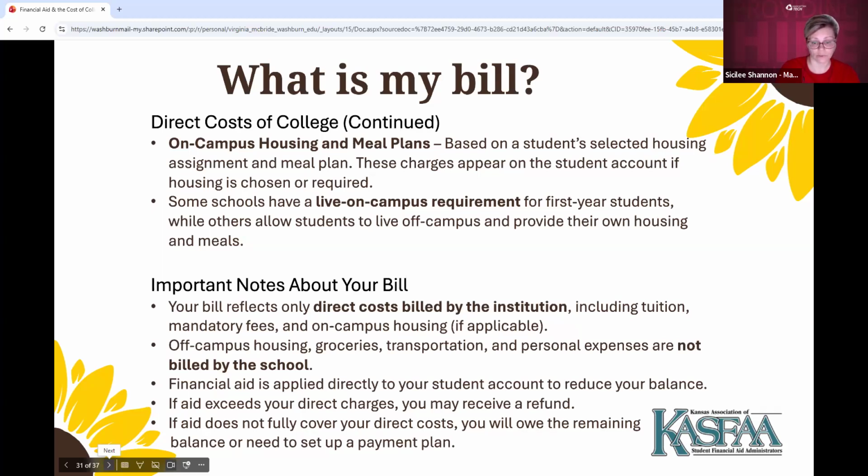Financial aid is applied directly to a student's account to reduce their balance. If aid exceeds the direct charges, the student can then receive a refund. If aid does not fully cover the direct costs, the student would owe the remaining balance or need to plan to set up a payment plan if offered by the school.